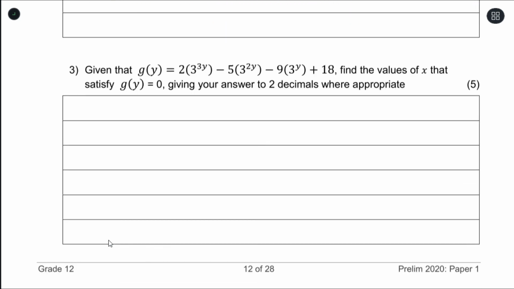Now 3 says, given that g(y) is equal to this, right? I don't want to say all this. Find the values of x that satisfy g(y) is equal to 0. Okay, so I think there is a mistake. This here should actually be the values of y, to satisfy g(y) is equal to 0.